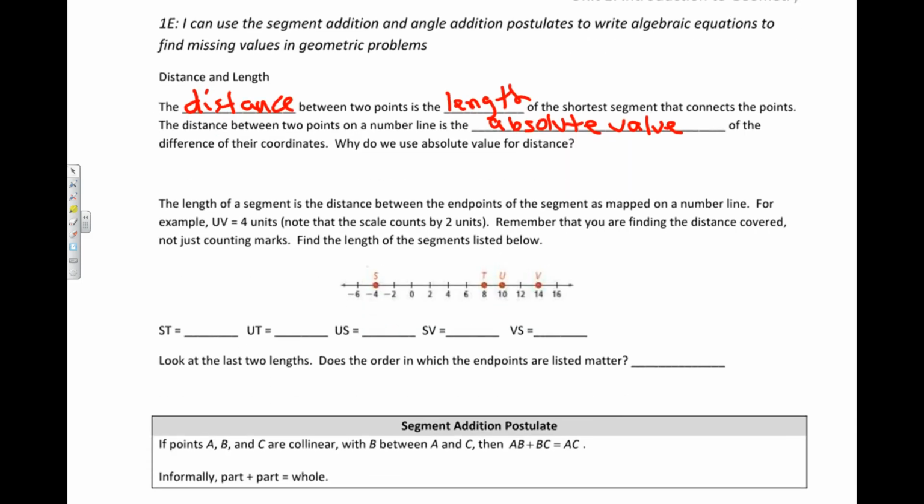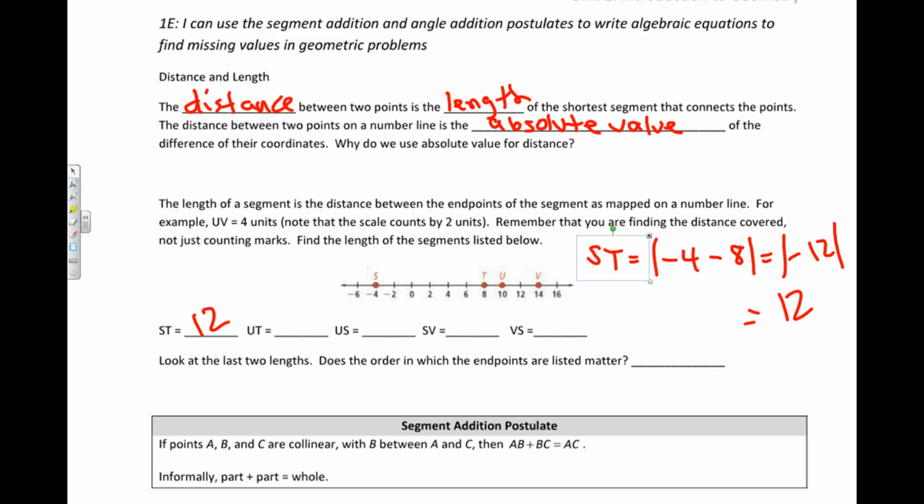For example, UV on this number line here, U is at 10, V is at 14. That has clearly a distance of 4 units between them. I would never say negative 4 units. It's just plain old 4 units, no matter which way we're going. So if I wanted to find distance between S and T, and I couldn't count or had horrible numbers, I would say that ST's distance is equal to the absolute value of the difference of their coordinates. Negative 4 minus 8, which is the absolute value of negative 12, or plain old 12. So ST's distance is 12.